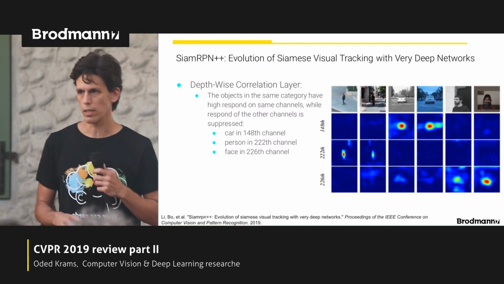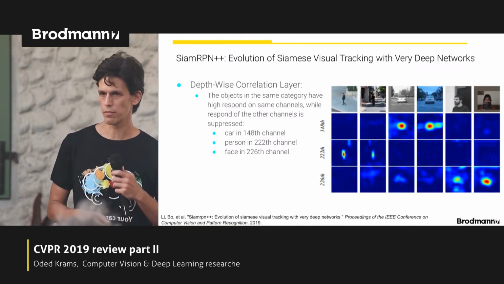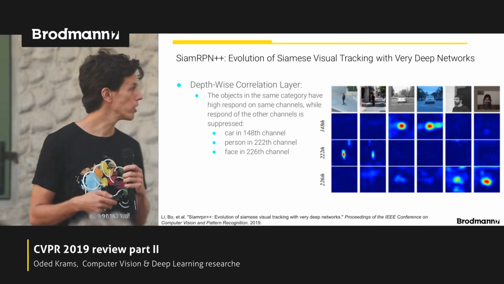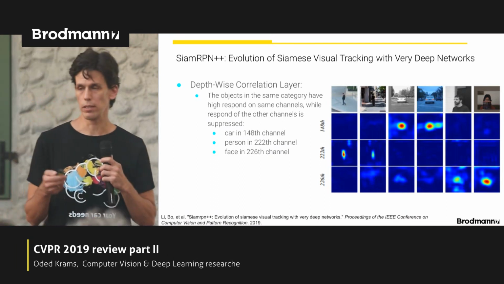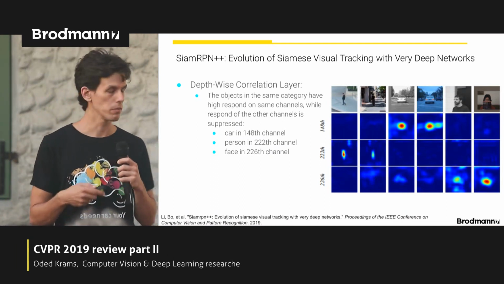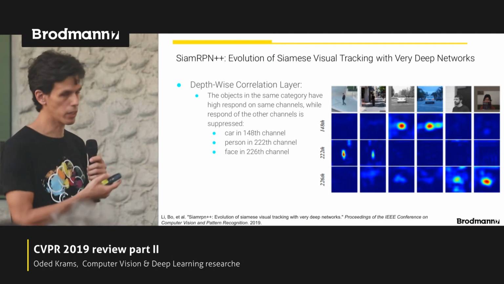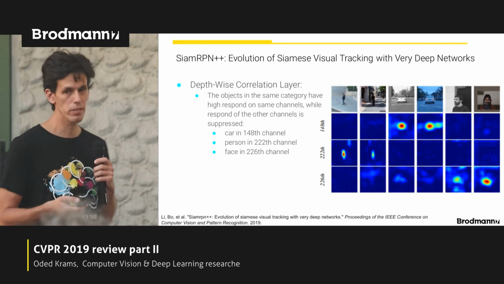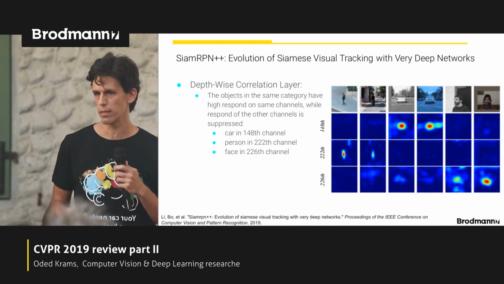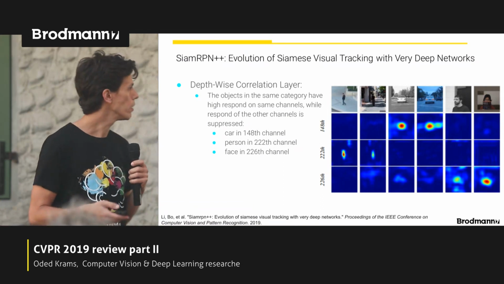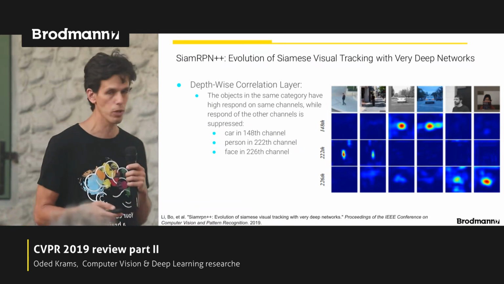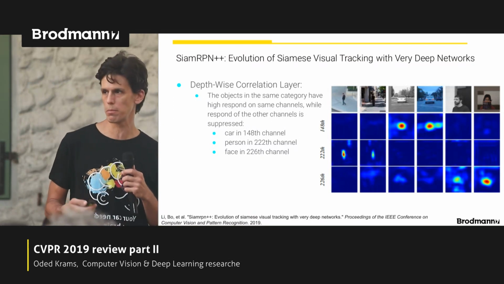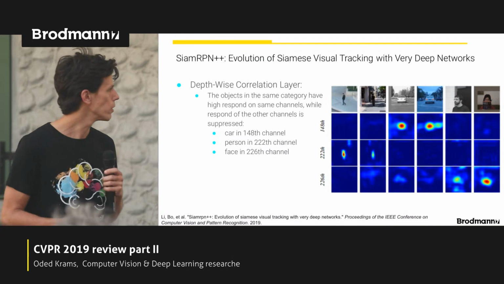And another interesting property of this layer is that objects of the same category actually get a high response in different channels. Meaning that, for example, for the car, you can see in the two middle columns, the high response is in channel 148, and the other channels are suppressed. And for person, we have high response in 222, and for face in 226. So there is some interpretation of the feature map.